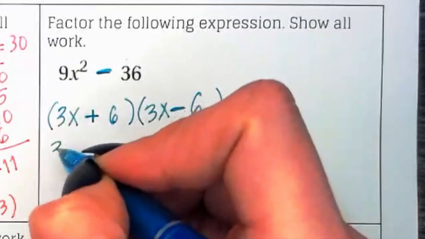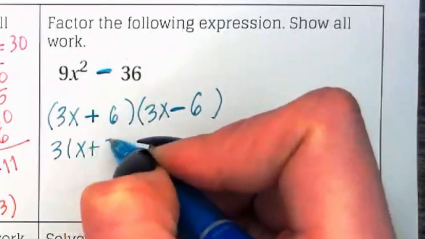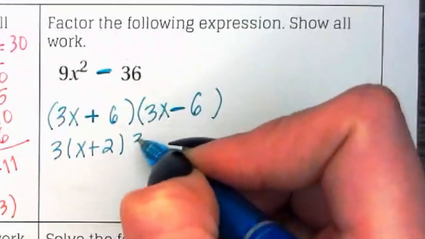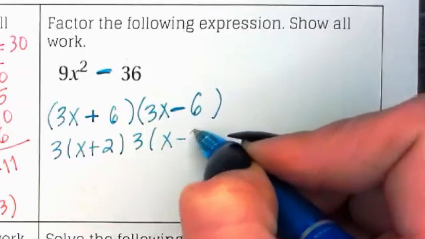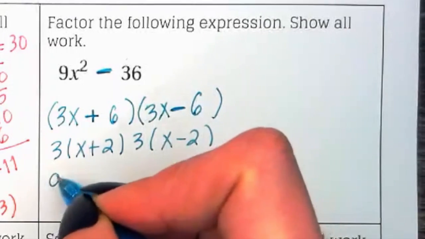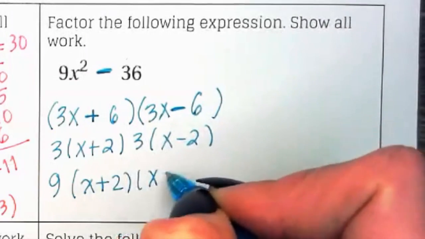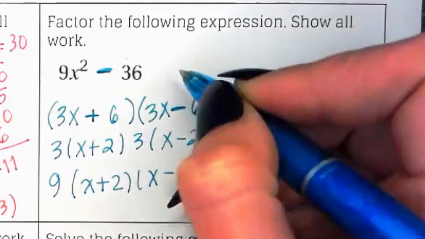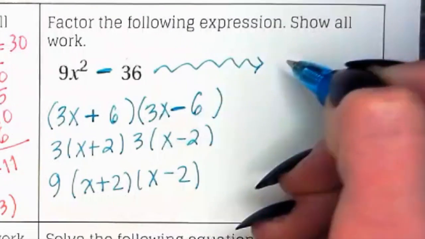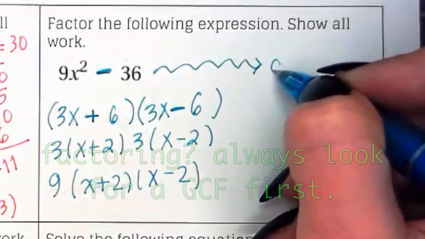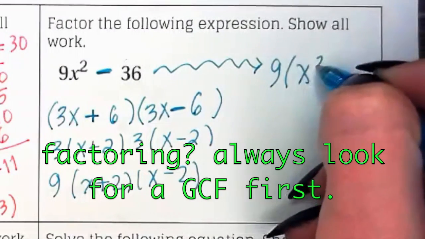I have a greatest common factor of 3. And I have another greatest common factor of 3. That makes my final answer 9 times x plus 2 and x minus 2. I could have factored out that 9 first. In class, I've always told you, always look for a greatest common factor first.